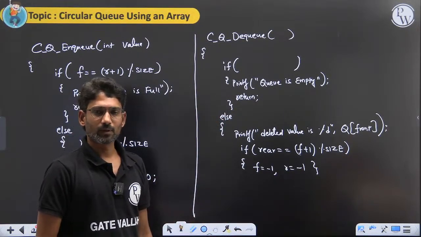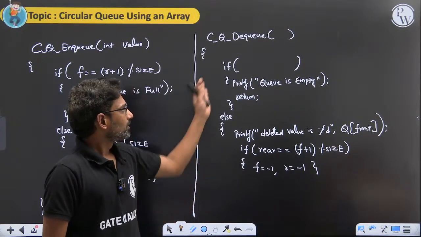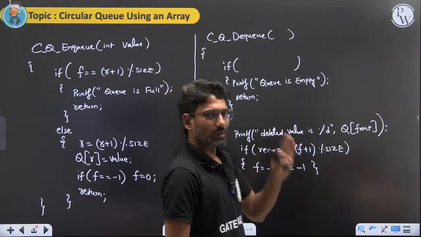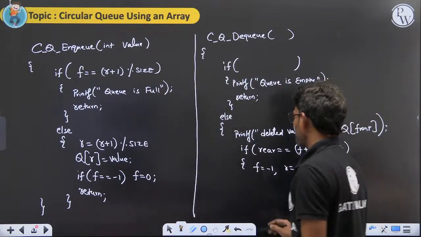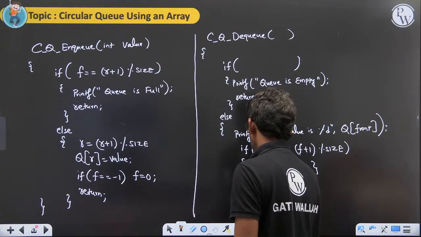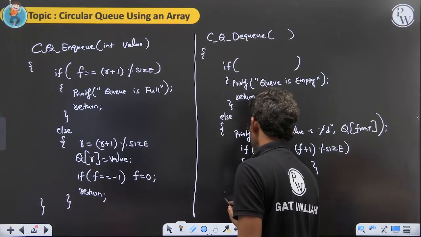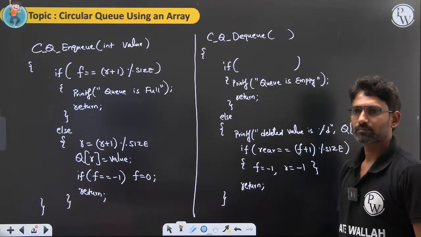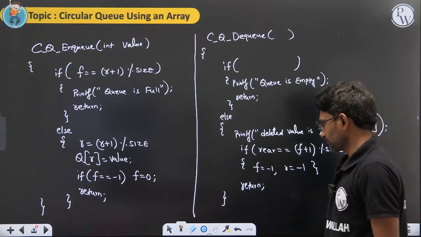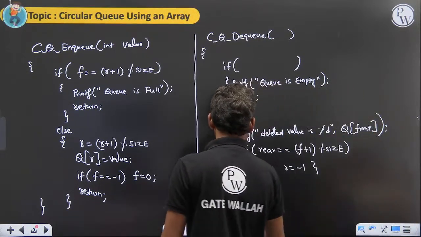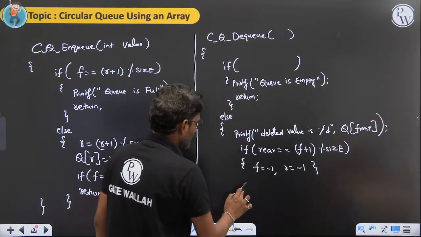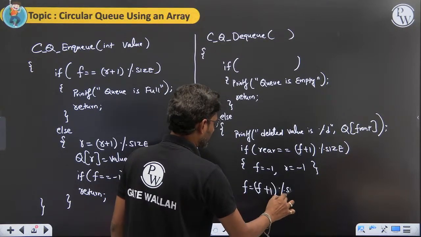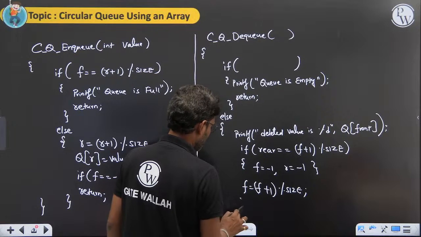Okay, but here if I write, if front is equal to rear, that will not work, right? So otherwise you will be doing front is equal to front plus 1 mod size. Okay, return.